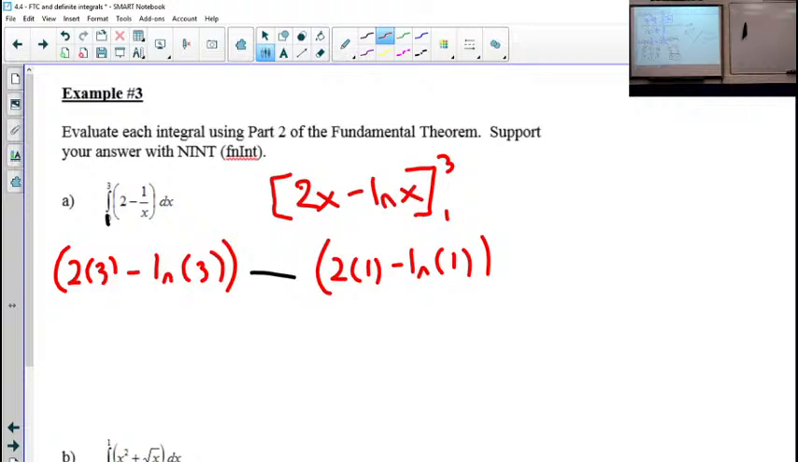And so let's evaluate that. 2 times 3 is 6 minus natural log of 3 minus 2, because natural log of 1 is just 0. That's asking what exponent do I need so that the answer is 1? Well, the exponent to make the answer 1 is 0. Anything to the 0 is 1. So 6 minus natural log of 3 minus 2 equals 4 minus natural log of 3. That's my answer.